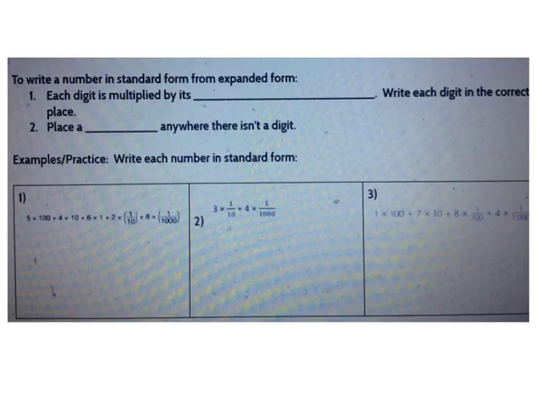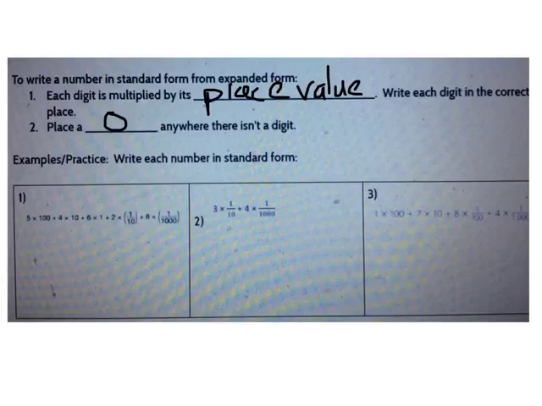We also talked about writing numbers in expanded form. In expanded form, each digit is multiplied by its place value. So we can write each digit in the correct place, and we can put a 0 anywhere there isn't a digit. Let's look at number 1.